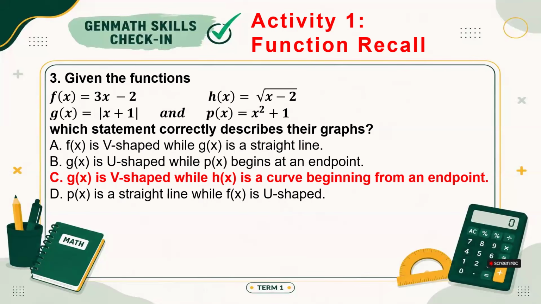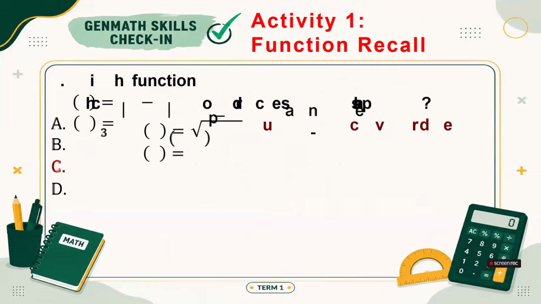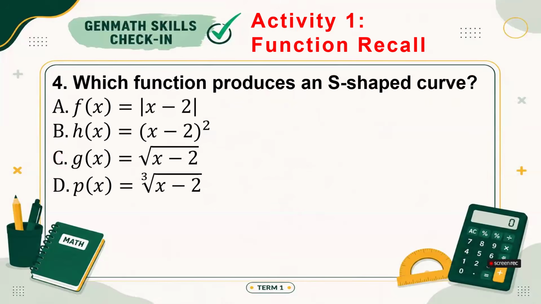Okay? So sometimes you do not need to make a table of values or draw the whole graph. You simply look at the equation. So the symbol or the exponent often tells you what type of graph it has. Let's now have number 4.